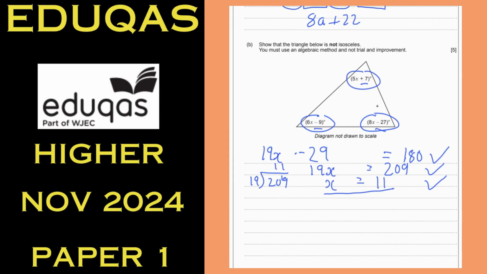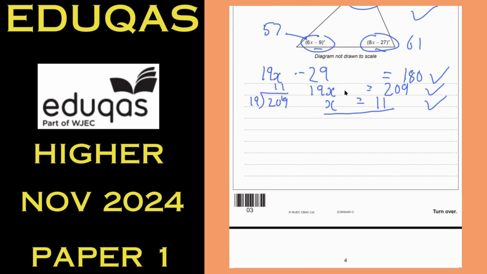So when you sub 11 in, bottom left, if you do 6 11s are 66, minus 9, that angle works out to be 57 degrees. The angle at the top, 5 11s plus 7 results in 62, and 8 11s are 88, minus 27 gives you 61. A mark for getting most of them, a couple of them correct, will earn you mark number 4. As you can see, they're close, but they're not. None of them are the same. It's actually a scalene triangle.